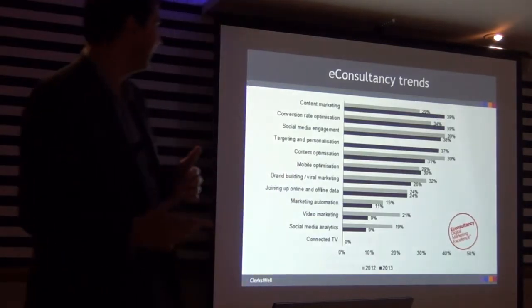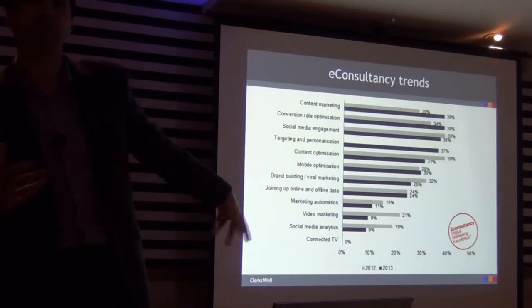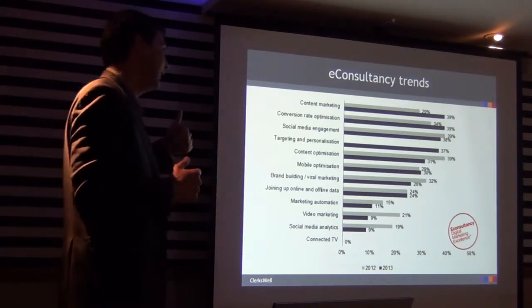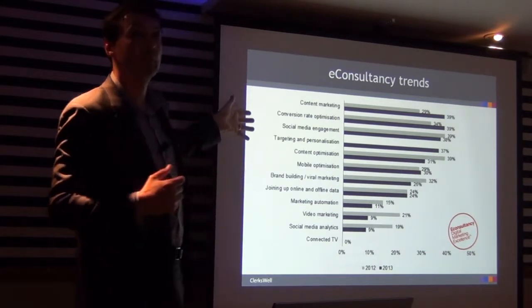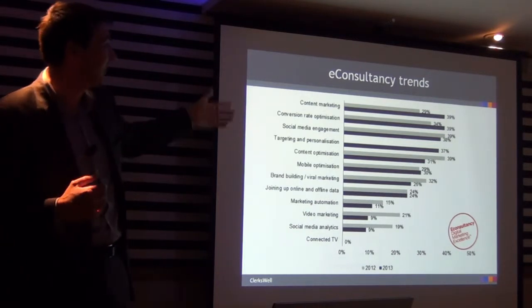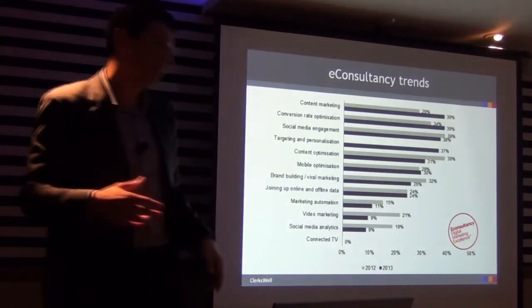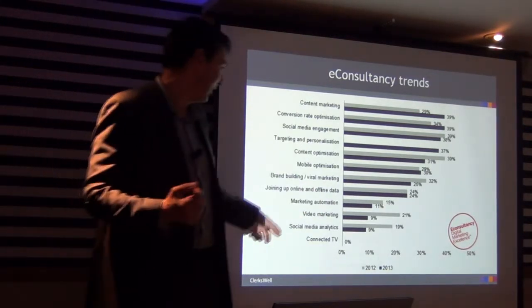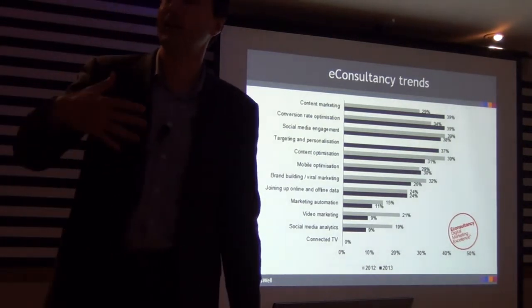Sadly, it's not the trendiest thing in the world. This is an e-consultancy report that came out this year, on areas of investment with marketing teams. At the top there we've got content marketing, conversion rate optimization, social media, etc. And marketing automation down here in a lowly 8th or 9th place, and actually dropping year on year in terms of investment area.